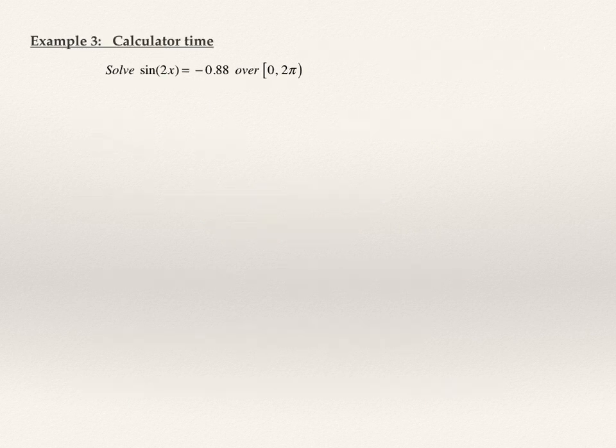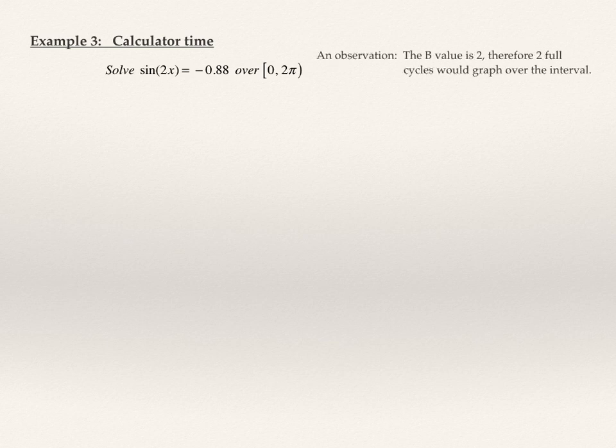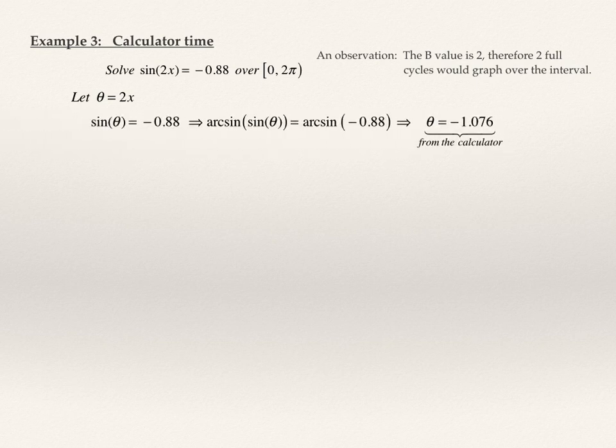All right, let's play with our calculator. Here things will get a little bit more awkward, but they're not too bad. We've wrestled with this kind of beast before. Again, that observation: the b value is 2, therefore 2 full cycles would graph over the interval. So now I'm going to expect a total of 4 answers out of this. The first thing I'm going to do is let theta equal 2x. Then I've got to go through the process of solving on my calculator.